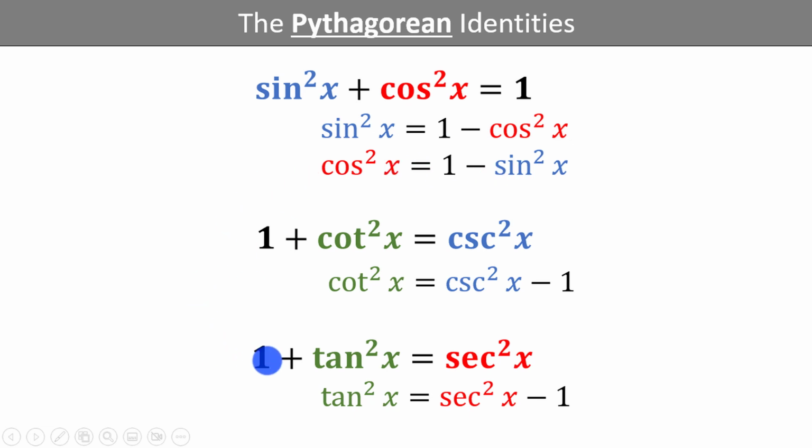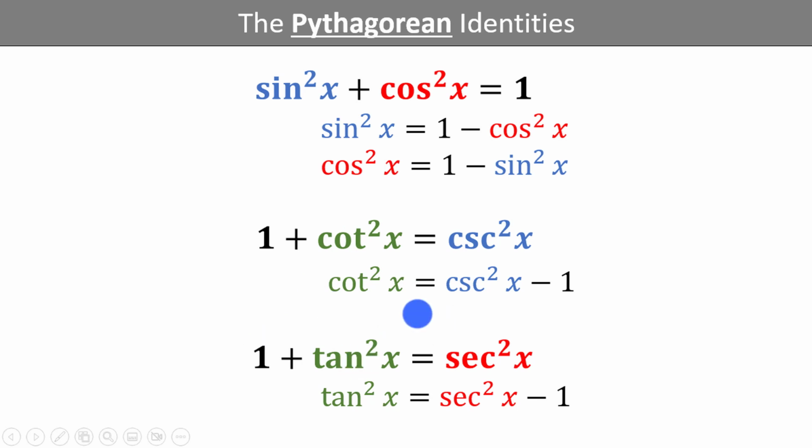And then we have two additional Pythagorean identities. 1 plus cotangent squared is equal to cosecant squared, and 1 plus tangent squared is equal to secant squared. I always remember that a tangent-related squared function, either cotangent or tangent, is a Pythagorean identity. 1 plus cotangent squared is cosecant squared, and 1 plus tangent squared is secant squared.